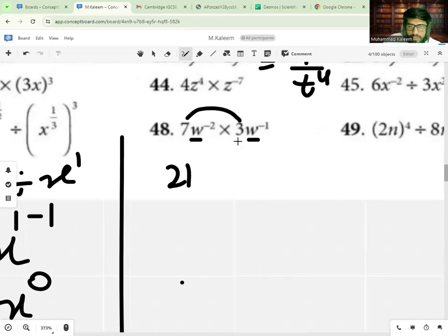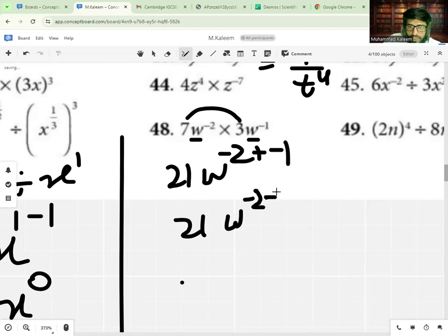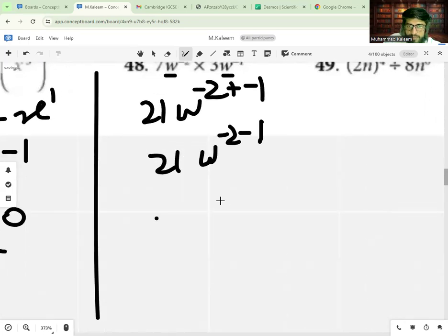Look at these terms, they have the same base, so we just have to add their exponents. So negative 2 plus negative 1. 21 w raised to the power of negative 2 take away 1, because we have a double sign, so it means that we just have to multiply these signs. So the answer will be 21 w raised to the power of negative 3.